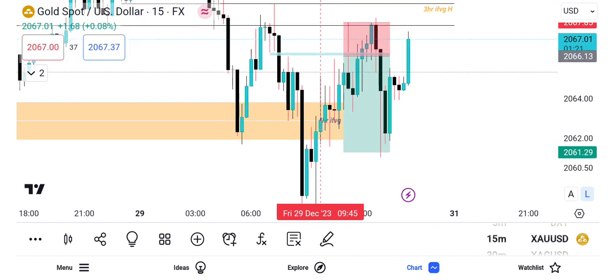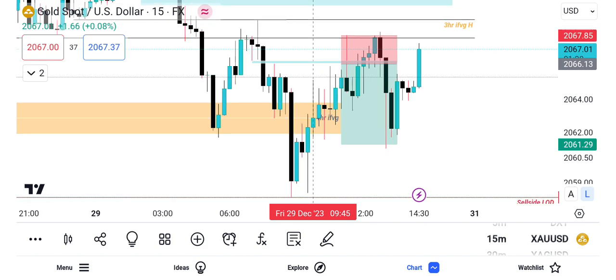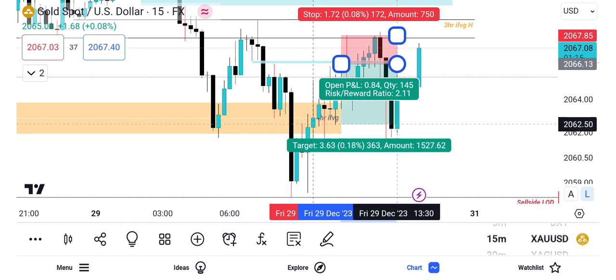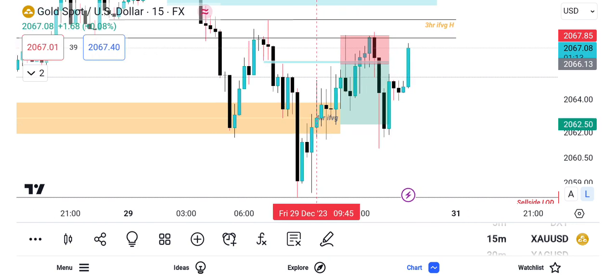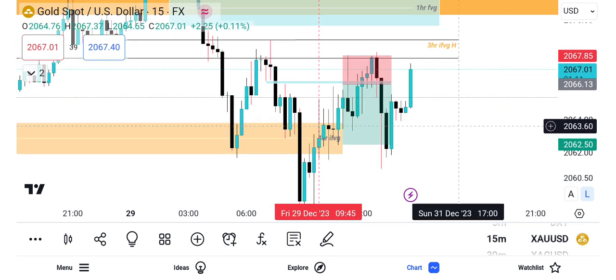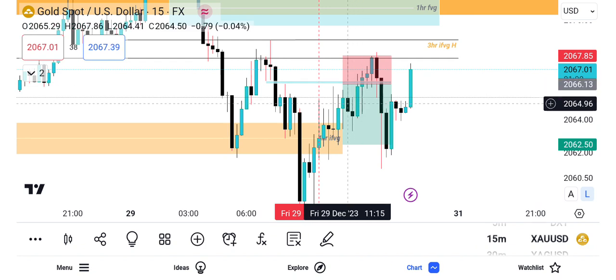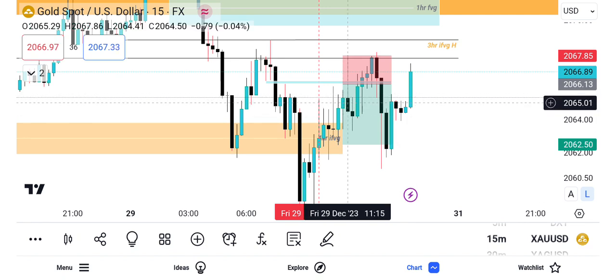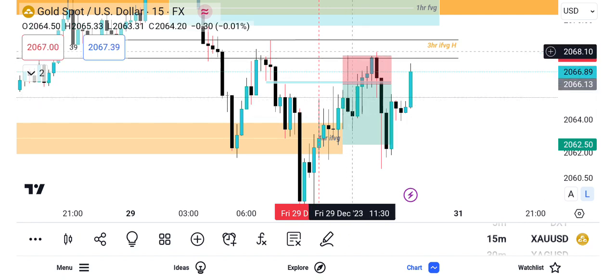Yeah, so this was the trade. You can see how this candle put me into a little bit of profit, because it tapped into a loss and I was taken out.